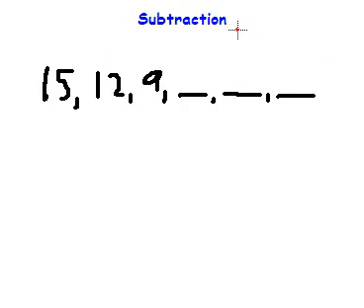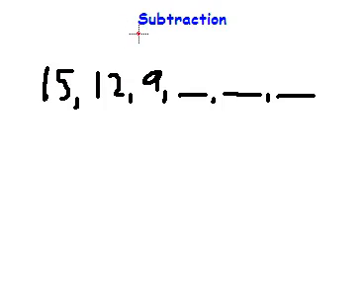Alright, now let's look at using subtraction in number sequences. Again, look at your sequence first, and look at the numbers in the sequence to figure out whether you're going to be using subtraction. You know that you're going to be using subtraction or division if the number that comes after the previous number is smaller. The 12 is smaller than the 15, the 9 is smaller than the 12.